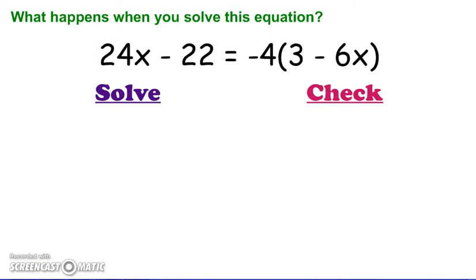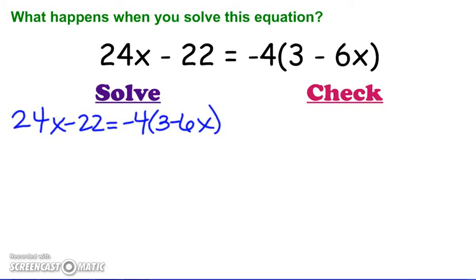So now I want to know what happens when you solve this equation: 24x minus 22 equals -4 times (3 minus 6x). So before we do anything, we need to solve 24x minus 22 equals -4 times (3 minus 6x).